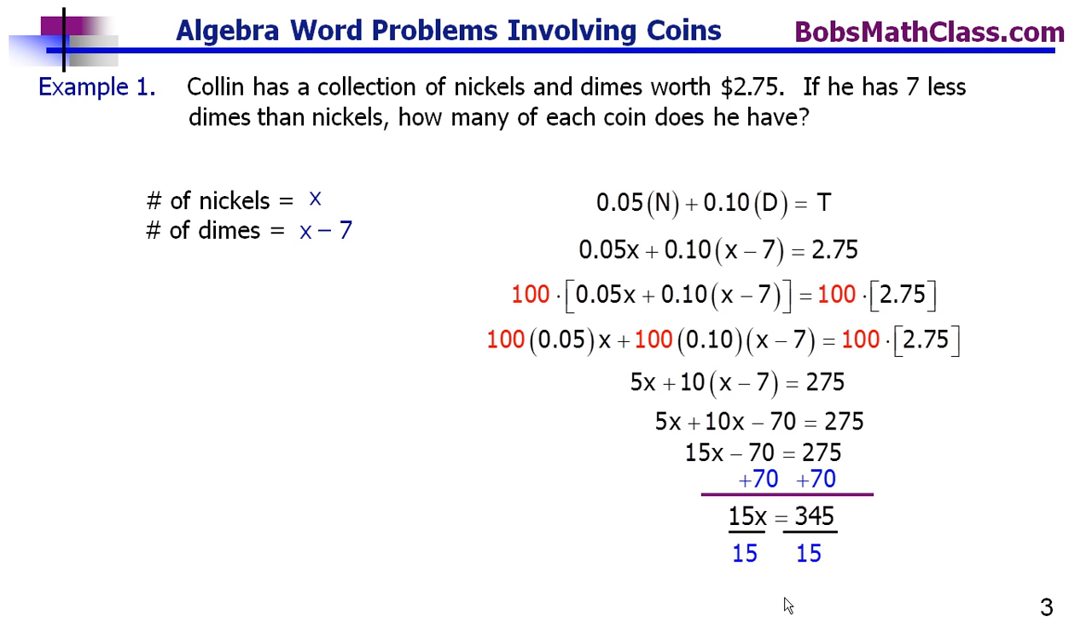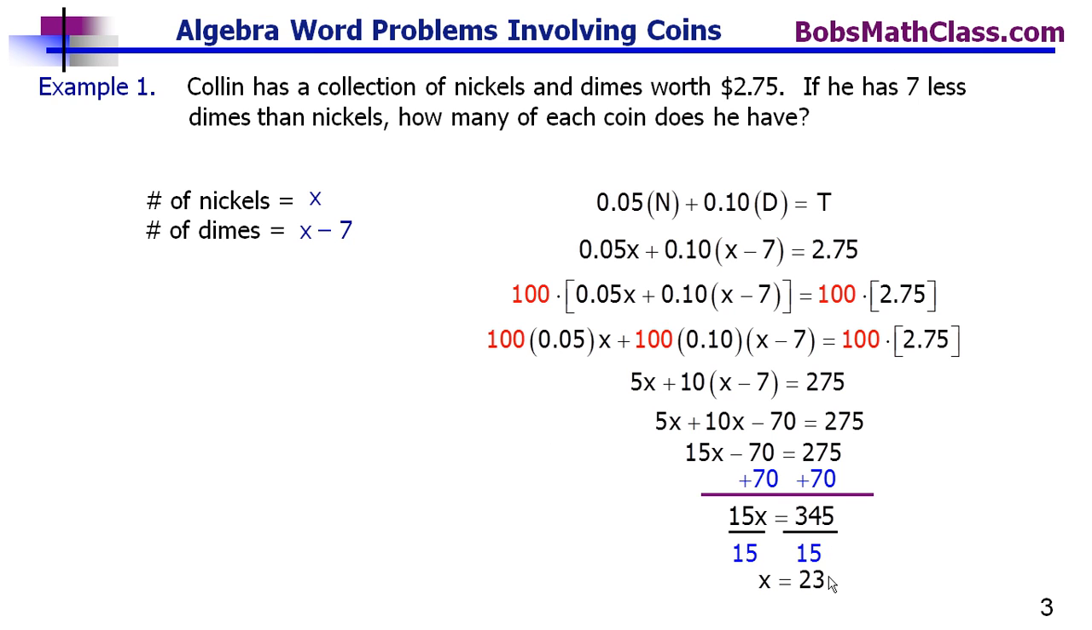The answer has to come out to be a whole number. Why? Because x stands for the number of nickels. Can you have 2.5 nickels? No. Can you have -8 nickels? No. It has to be a whole number, not negative, not a fraction. So when you do that division, you should get 23.